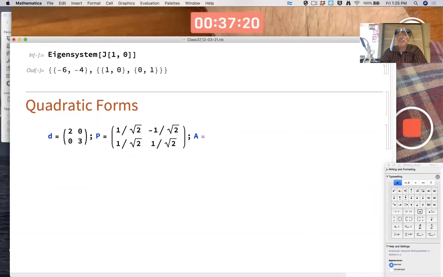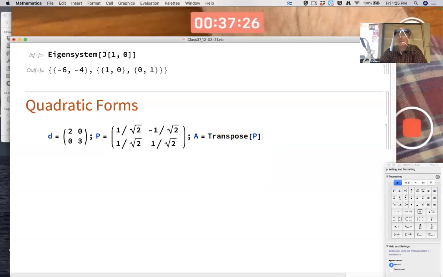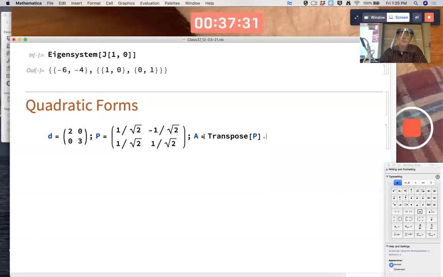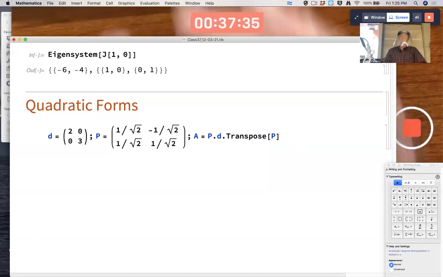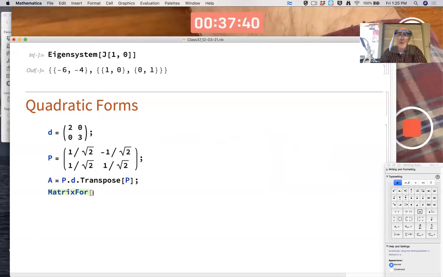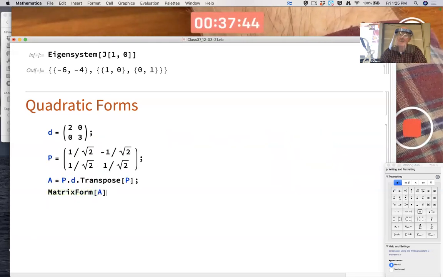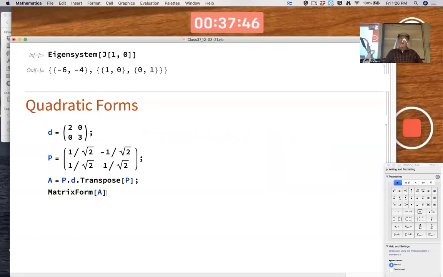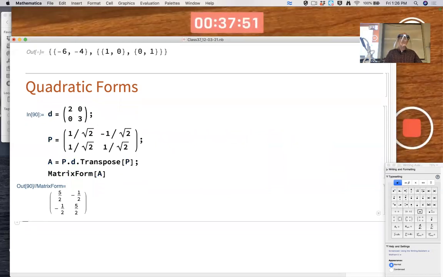I'm going to let A be the inverse of P, which is its transpose. I'll type it as transpose P, times, no, it's the other way around. P times D times the inverse of P, which again, since P is orthogonal, is its transpose. So A should be a non-diagonal matrix. We're going to have non-zero off-diagonal entries, but it should be symmetric. It is.